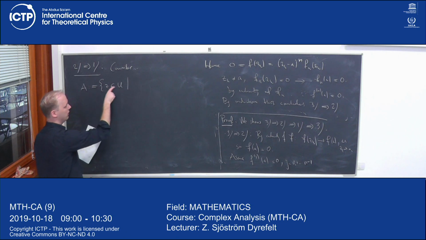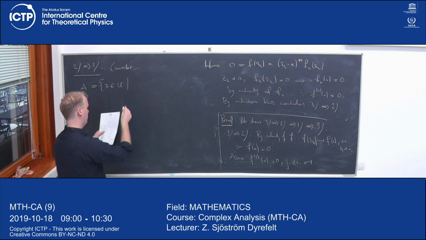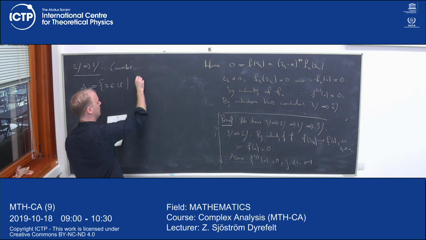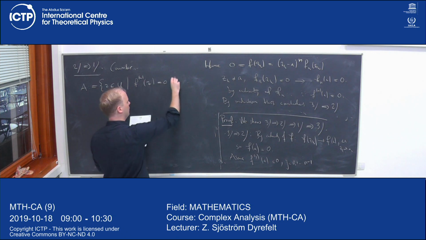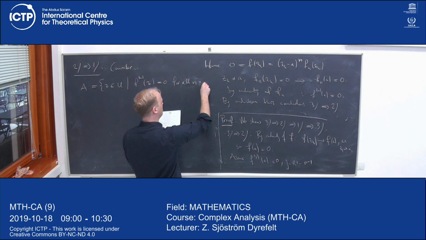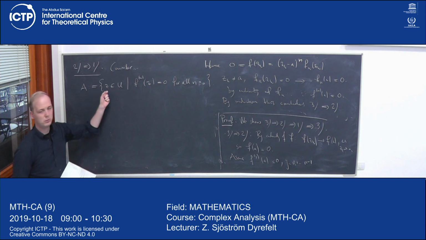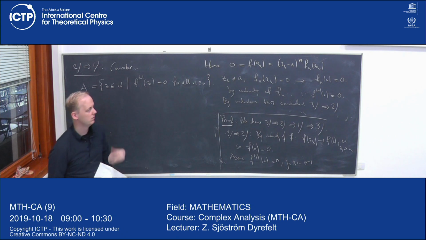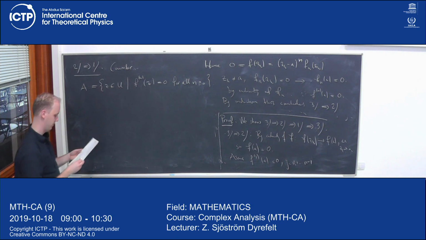So it consists of all the points in the domain of definition, where f is defined, a function, such that f^n(z) is 0 for all n greater than or equal to 0. So all points where these partials vanish. This is the set of all points such that all the higher derivatives vanish. Again, I'm saying partials.